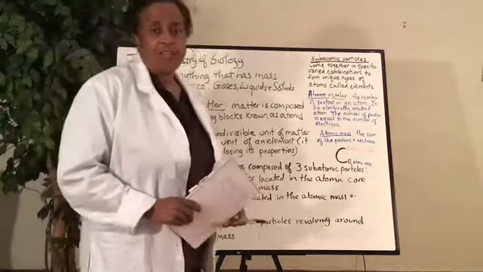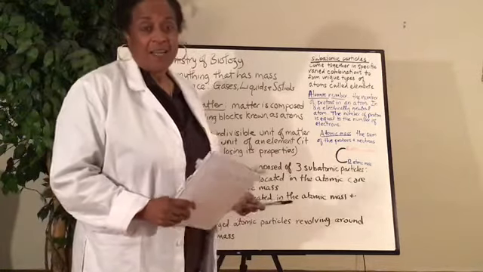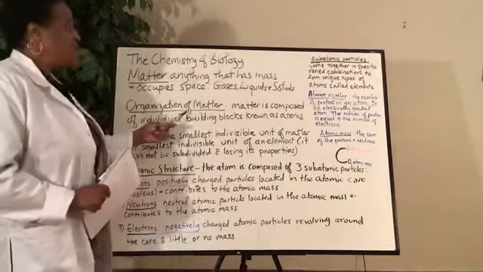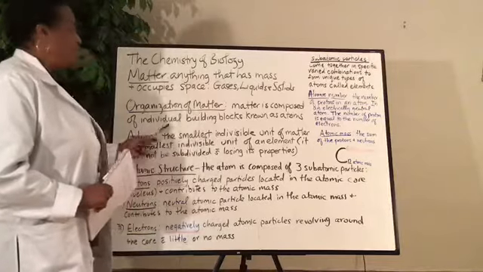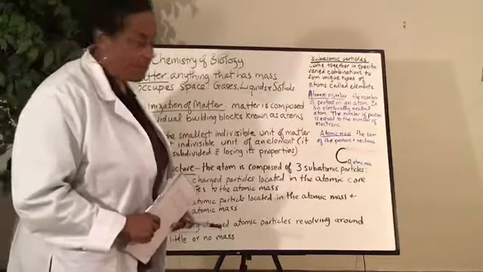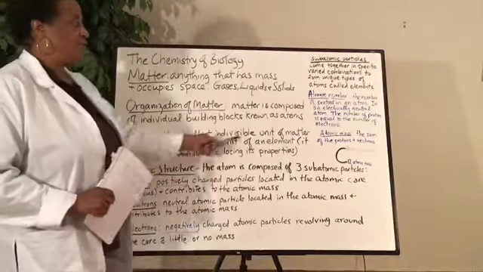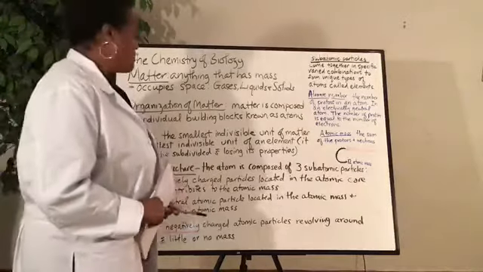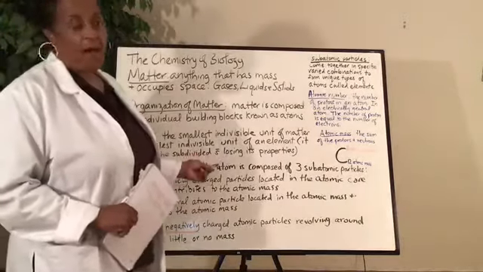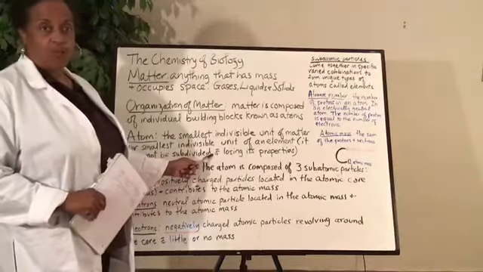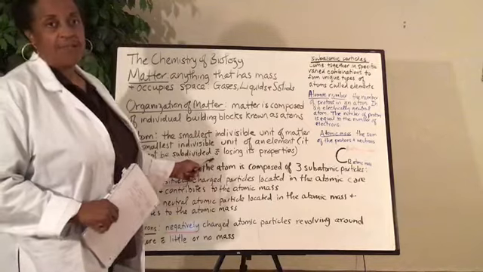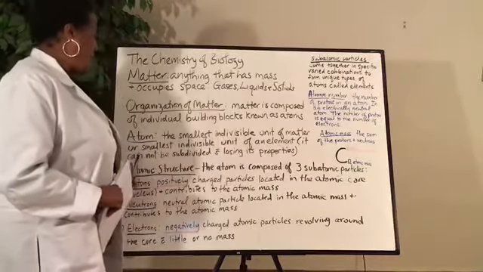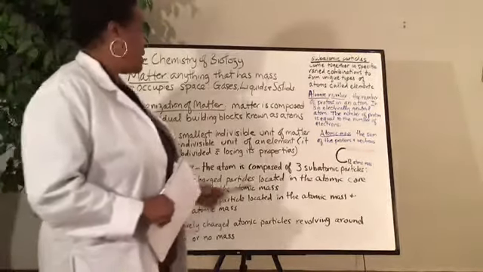A while ago, somebody tried to introduce plasma, but that didn't quite work and didn't quite make it into these states of matter. Organization of matter. Matter is composed of individual building blocks known as atoms. An atom is the smallest indivisible unit of matter, or the smallest indivisible unit of an element. It cannot be subdivided without. This S with a line over it means without, and I use that as shorthand sometimes, so if you see an S with a line over it, it will mean without losing its properties. So an atom cannot be subdivided without losing its properties.